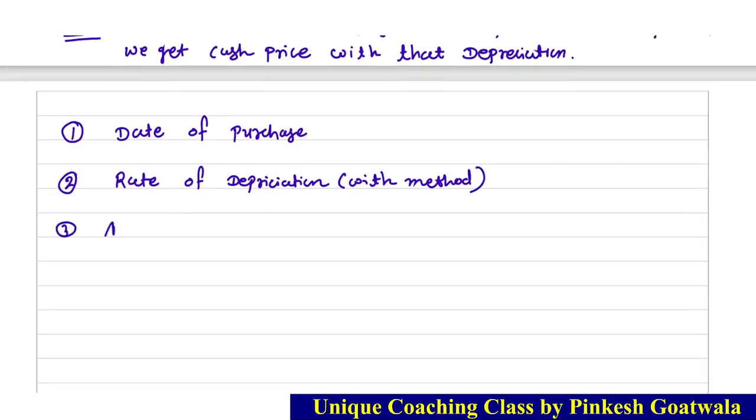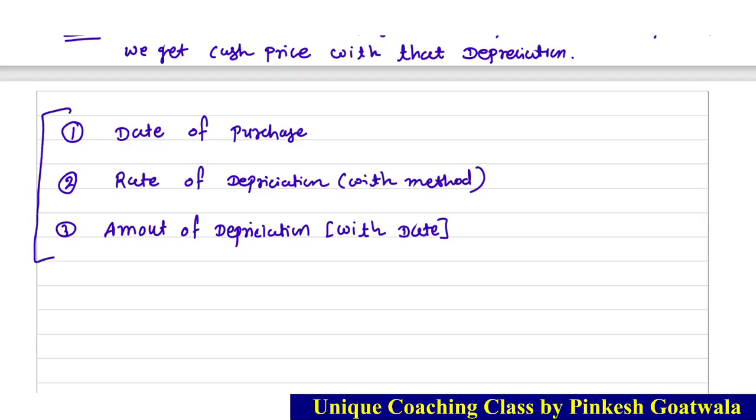Third, amount of depreciation with date એટલે કે કઈ date નો Depre છે તે. Remember these 3 points. It's a very simple point. Still students made a mistake here. So remember this point, these 3. ક્યારે purchase કર્યું છે, what is the rate of depreciation with method and amount of depreciation with date. Okay, કઈ date નો Depre છે આ ત્રણ amount પહેલા find out કરી દેવાની.